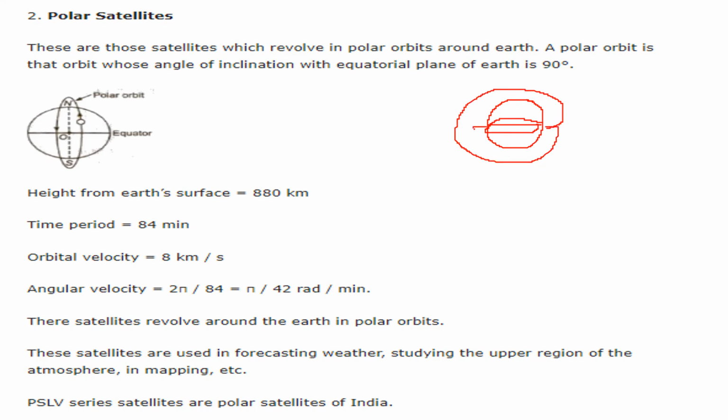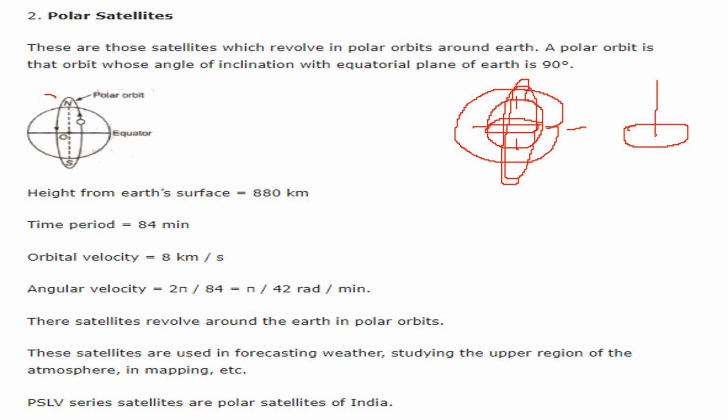On the equatorial orbit. The polar satellite, on the other hand, if these are the poles, will move around like this. So these are those satellites which revolve in the polar orbits, not on the equatorial. The polar orbit is that orbit whose angle of inclination with the equatorial plane of Earth is 90 degrees. That is, this is the Earth diameter plane, or you can say the equatorial plane.